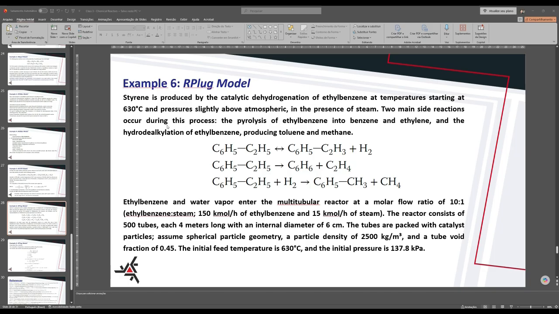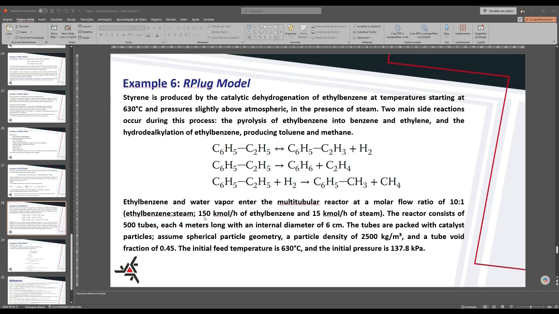Two main side reactions occur during this process: the pyrolysis of ethylbenzene into benzene and ethylene, and the alkylation of ethylbenzene producing toluene and methane. So here we have these three reactions. The first one is the main reaction producing styrene and hydrogen, and also here we have other reactions degrading the ethylbenzene into other components. Okay, ethylbenzene and water vapor enter the multitubular reactor at a molar flow ratio of 10:1. Okay, as we did in the first example, considering the ratio.